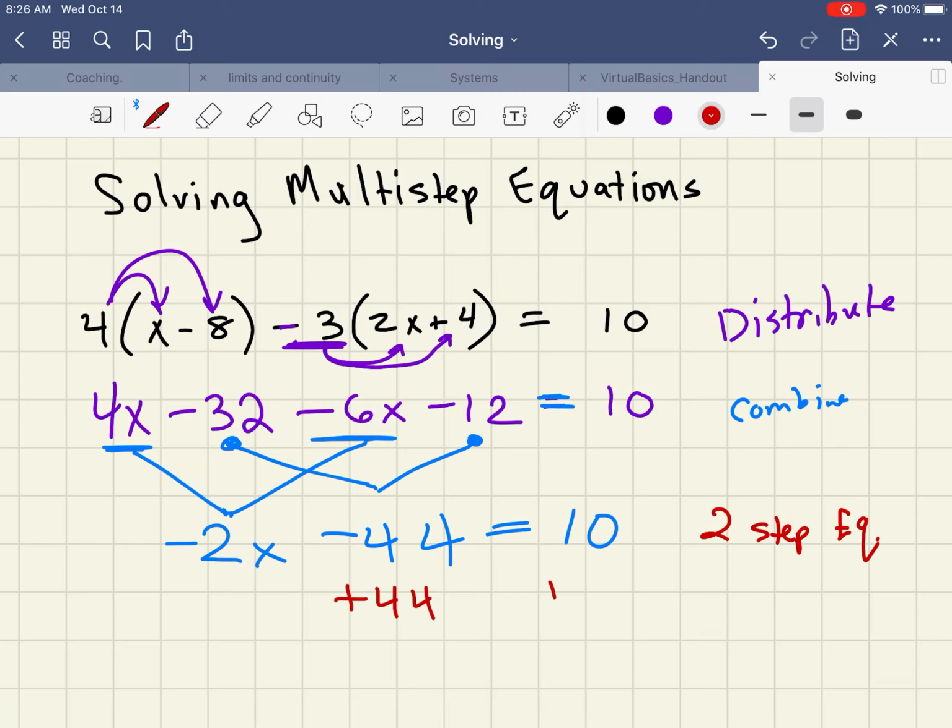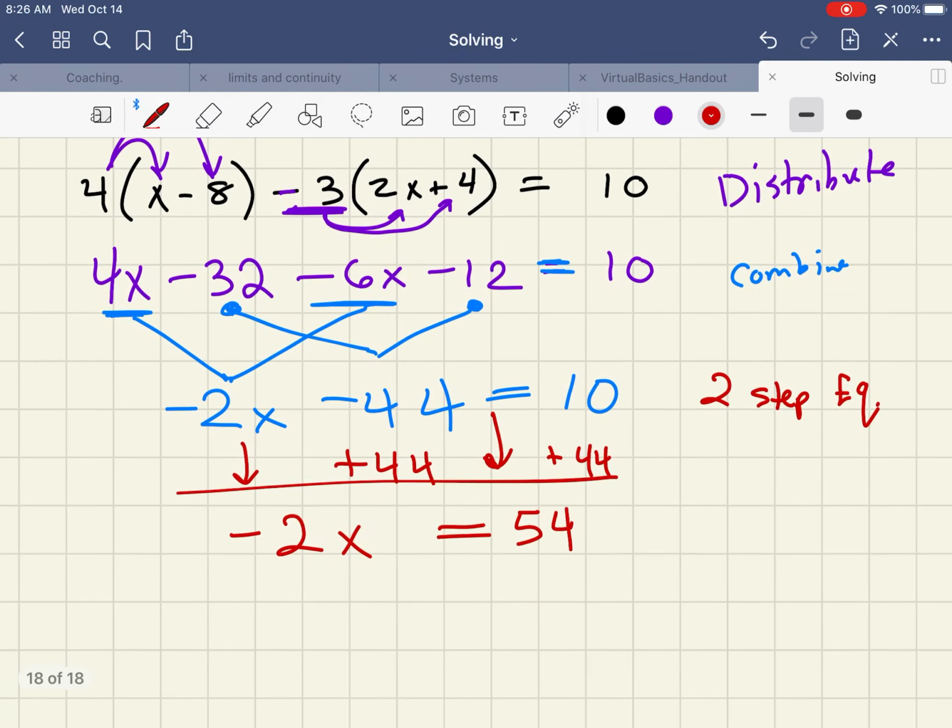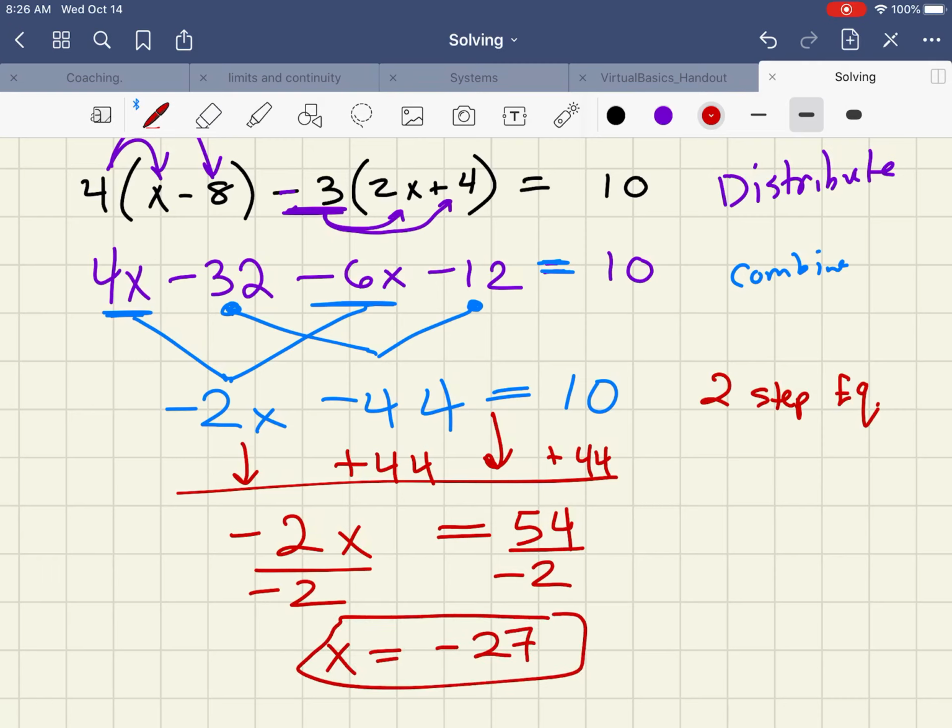We're going to add 44 to both sides. I'm going to drop down my negative 2x. I'm going to drop down my equals. I'm going to add 44 to 10. I'm going to divide by negative 2. And I get x equals negative 27.